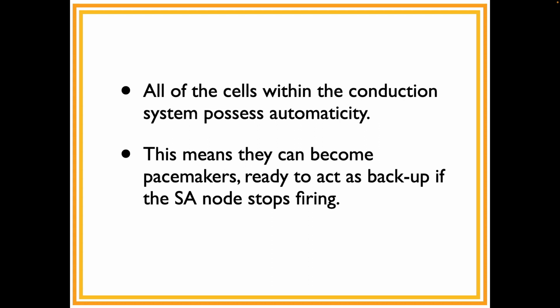Now, I'm pretty sure automaticity was in your reading, so who remembers what that means? We've actually already used the term, but a different version. What's automaticity? Is it the ability to self-excite? Yes, that's exactly what it is. When we talked about self-excitation, another term for that is automaticity. Now, all of the cells within the conduction system have some form of automaticity. So they can become pacemakers ready to act as backups if the SA node fails. Okay?